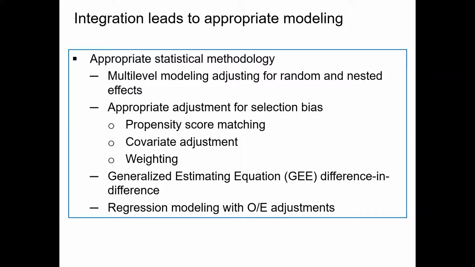Second, we all know that prospective randomized trials are the gold standard. However, with this multi-center modeling, it's imperative to adjust for selection bias. This can be done by either propensity score matching, covariate adjustment, or weighting.